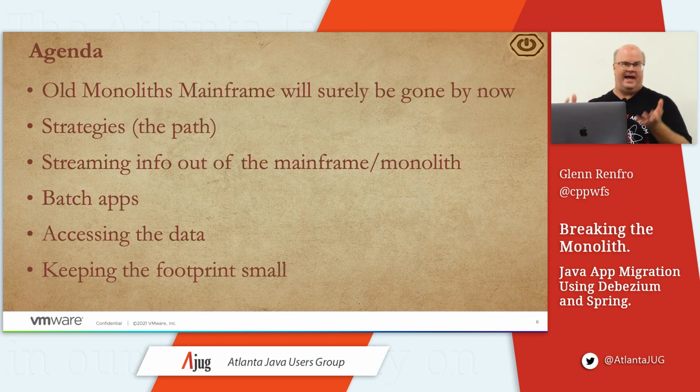We're not only going to take action on it with the apps that we want to migrate, but new apps want to be able to take advantage of it, correct? So let's see what we can do with that. So we're going to talk about how we can access that data. And then as we move these apps off and create these new services, we want to keep the footprint small.